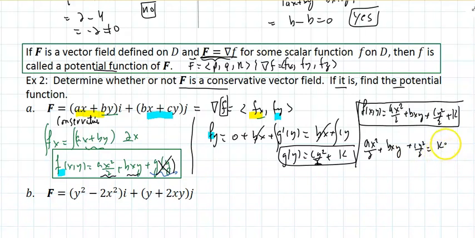Or they could even set it equal to 0. It doesn't matter. This is fine for what we need. We just need to find a potential function because we're going to use it for something else.